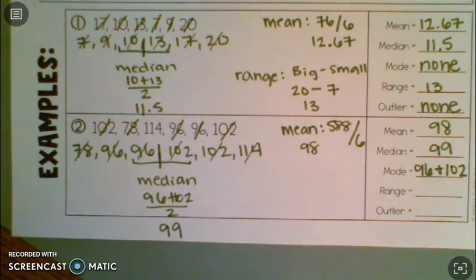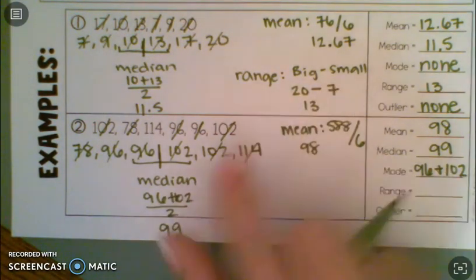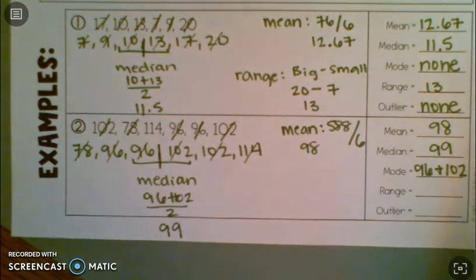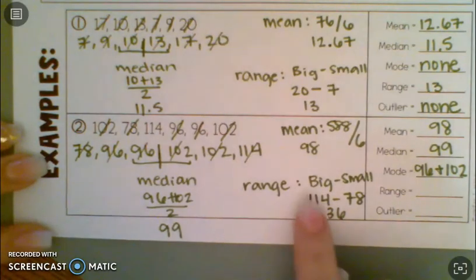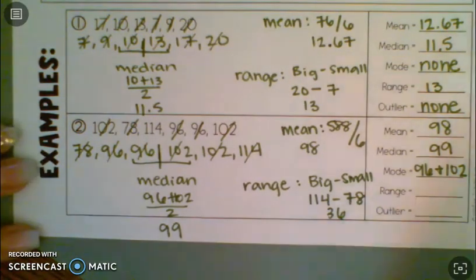Okay, next I want you guys to find the range. So remember, range is big minus small. So go ahead and unpause this video once you have found the range. Okay, so for your range, you should have got big minus small, so 114 minus 78 is 36.